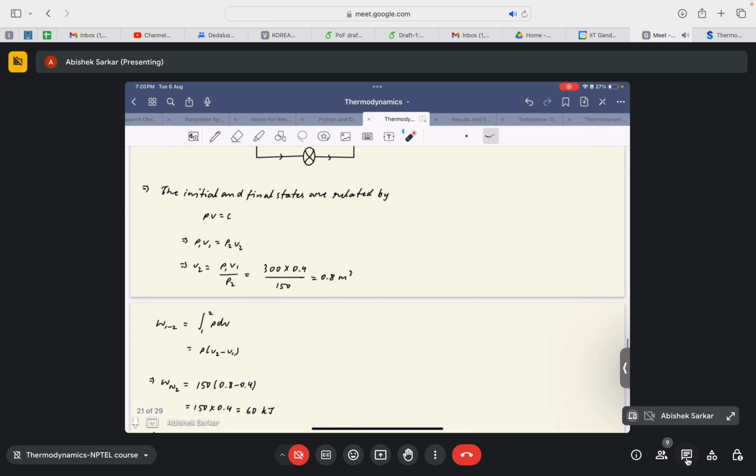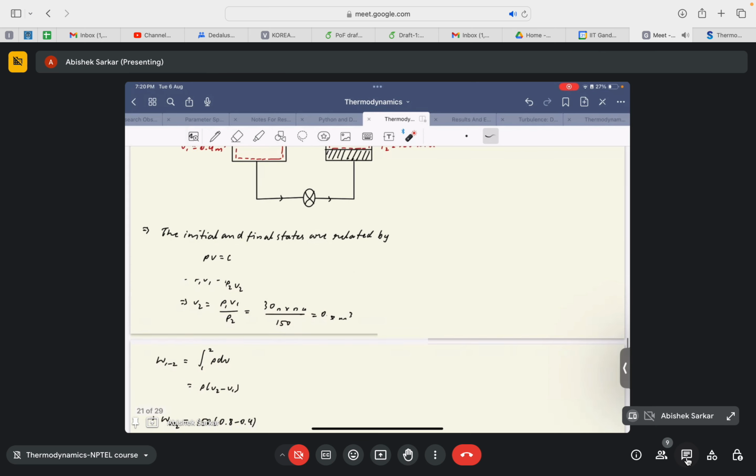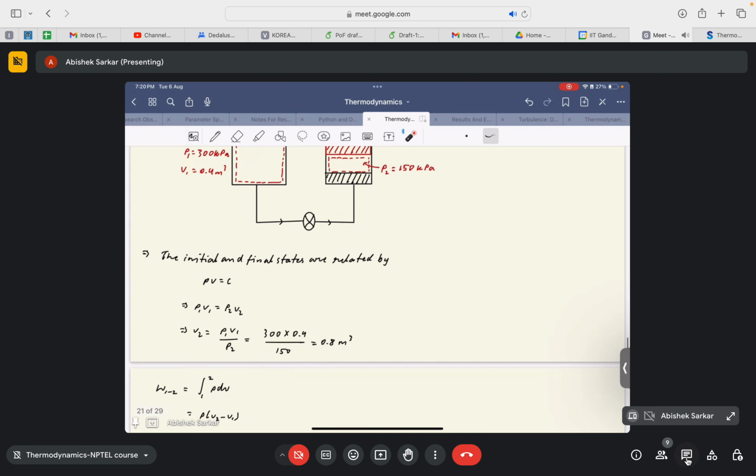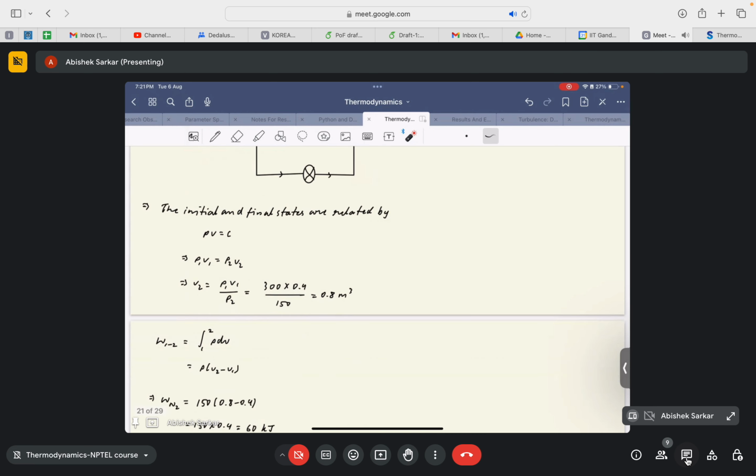So the work done from 1 to 2 can again be given by the integral of PdV from 1 to 2, where, as I said, while the volume within the piston is expanding, the pressure remains constant. So the pressure P would be equal to constant, and P will come out of the integral. So the work done will be given by P into V2 minus V1. Okay, is this clear?